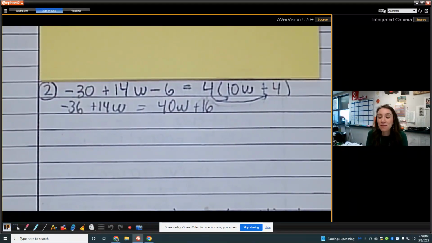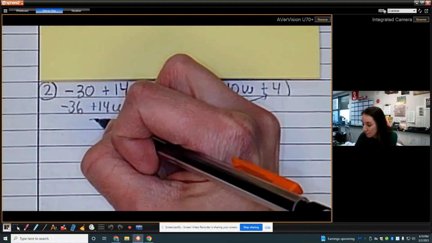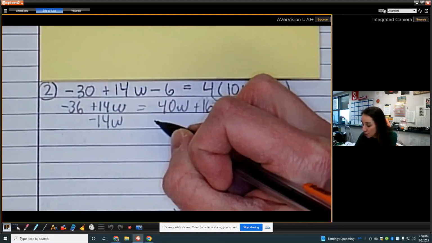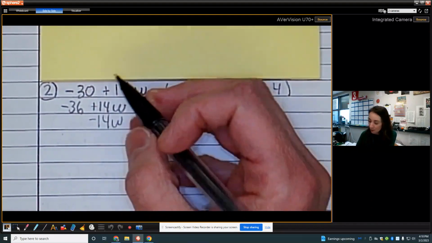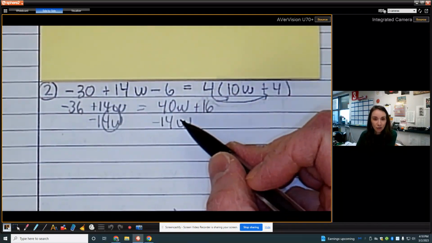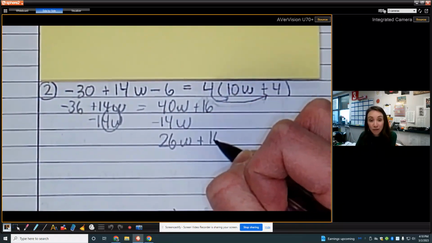Now from here, you want to move those variables to the same side of the equal sign. In this example, I'll move them to the right side of the equal sign. The inverse operation of plus 14w is minus 14w. So that's what you've got to do to both sides of that equal sign. 14w take away 14w is 0. And 40w take away 14w is 26w. Then bring everything else down.